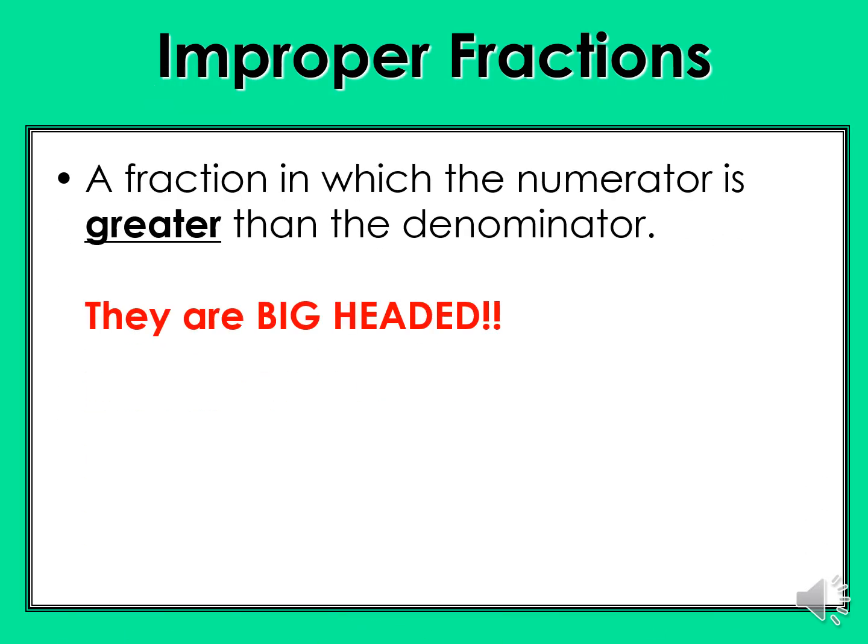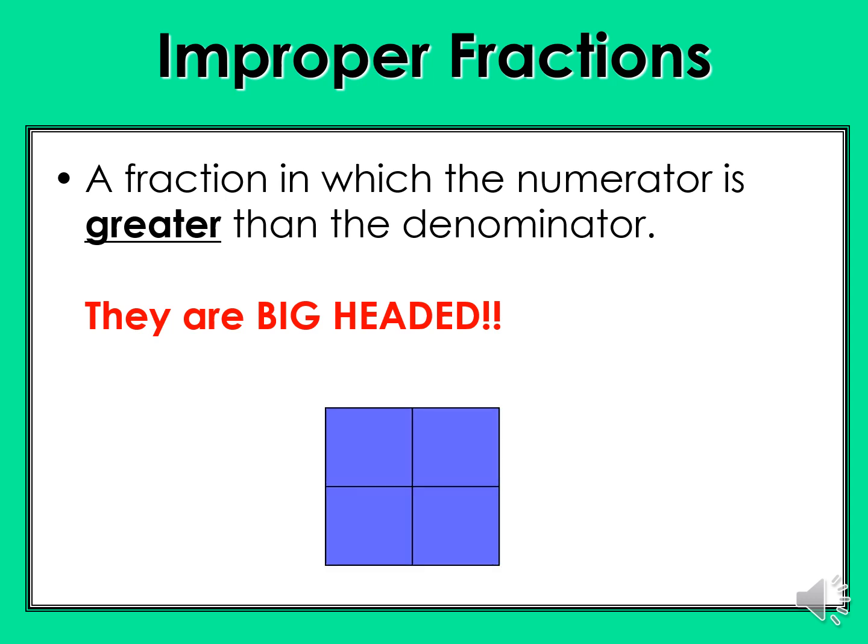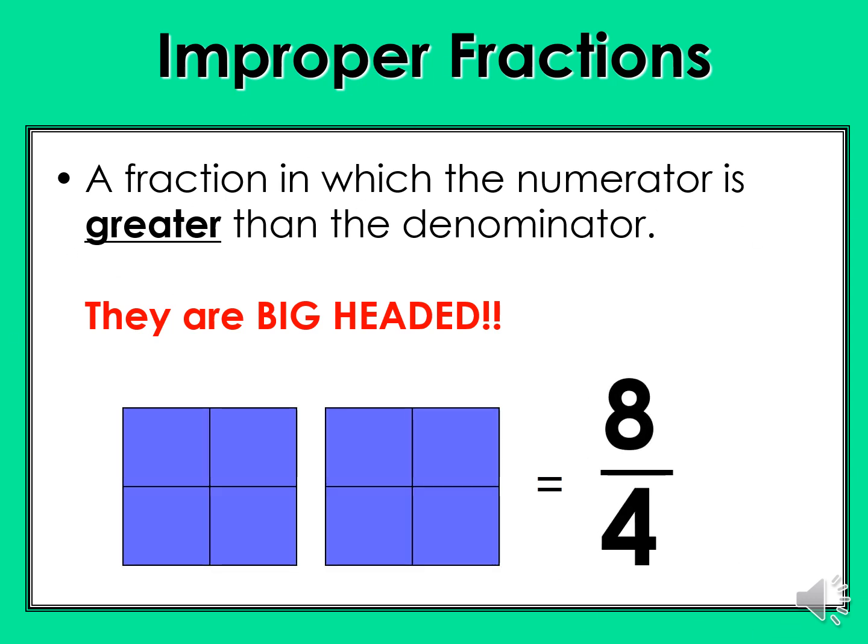Okay, so we've kind of discussed already, an improper fraction is a fraction in which the numerator is greater than the denominator, and you can remember this by it's big-headed. So this one, each of the whole things is split into 4s, and we've got 1, 2, 3, 4, 5, 6, 7, 8. So we've got split into 4s, and it's 8 parts. So this one represents 8 quarters.